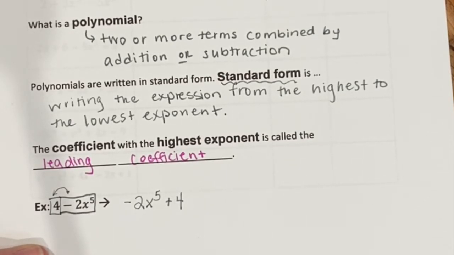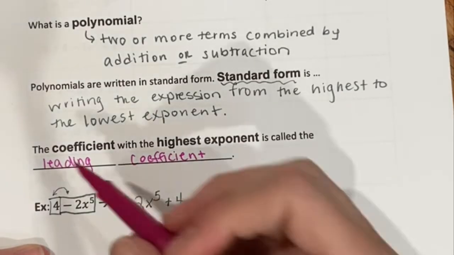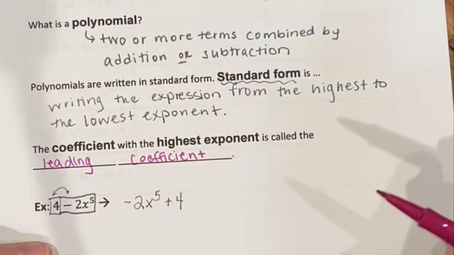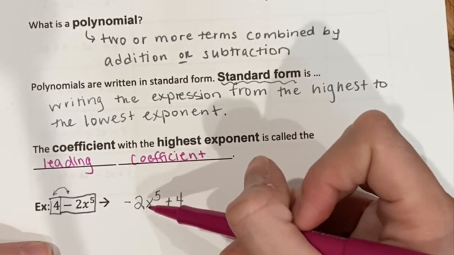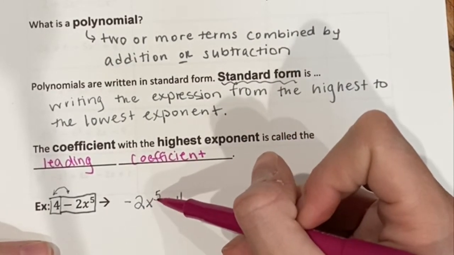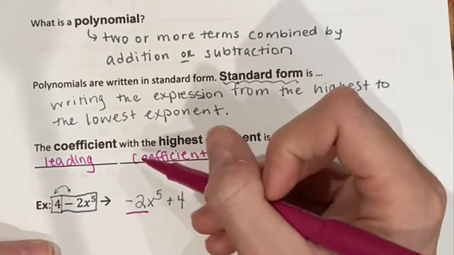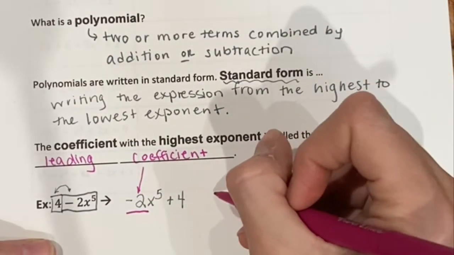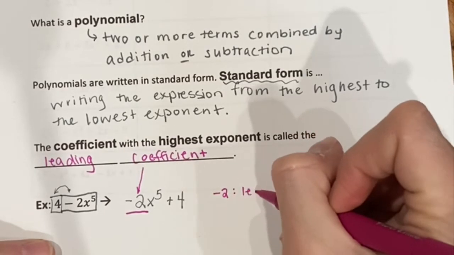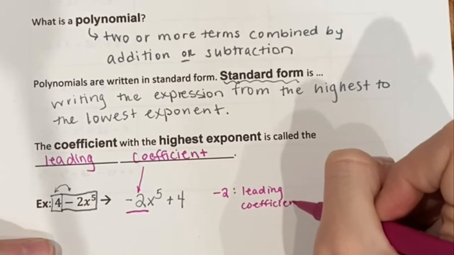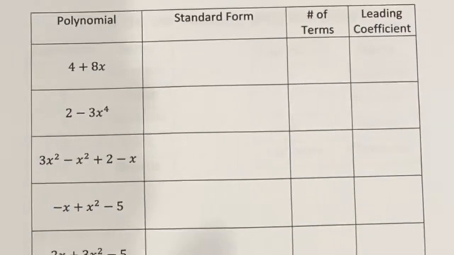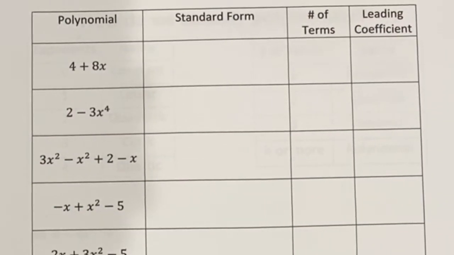Then after we write it in standard form, I want you to identify the leading coefficient. My leading coefficient is the coefficient, or the number in front of the variable with the highest exponent. Here x to the 5th is the highest exponent, so my leading coefficient would be that negative 2. Negative 2 would be my leading coefficient. Then what I want you to do here is rewrite each of these in standard form. Tell me how many terms there are and identify the leading coefficient.